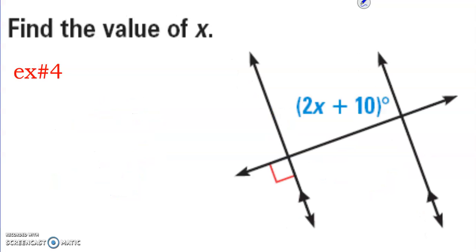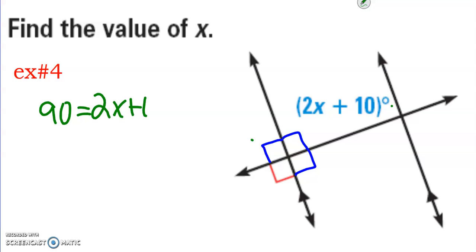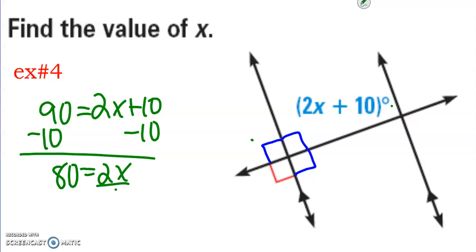And our last one, we don't have alternate interior angles. We don't have same side interior angles, and we don't have corresponding angles. But we did learn that if one of these angle measures is 90, then all 4 of these are 90. So now we do have corresponding angles that are both in the top left position. So we do know that 90 equals 2x plus 10. Subtract 10 from both sides, 80 equals 2x. Divide both sides by 2, and we get 40 equals x.